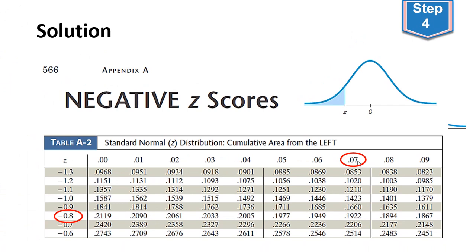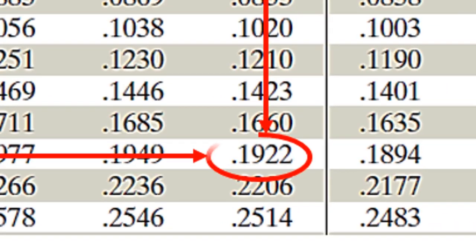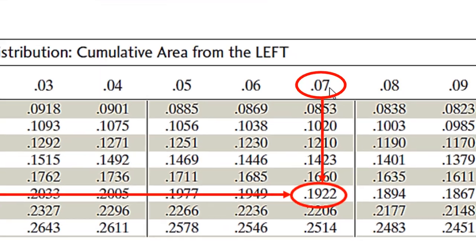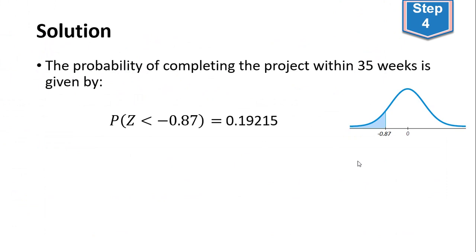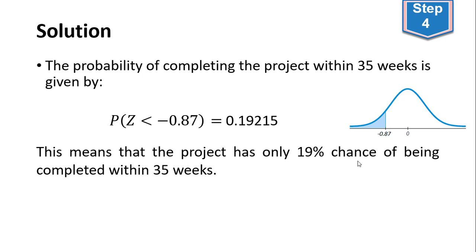So the coefficient corresponding to the probability of minus 0.8 and 0.07 will be the intersection reading between the minus 0.8 row and the 0.07 column, and that coefficient is going to be 0.1922. This coefficient is the coefficient for the probability of Z less than minus 0.87. So what does it imply? This means that the project has only 19% chance of being completed within 35 weeks.